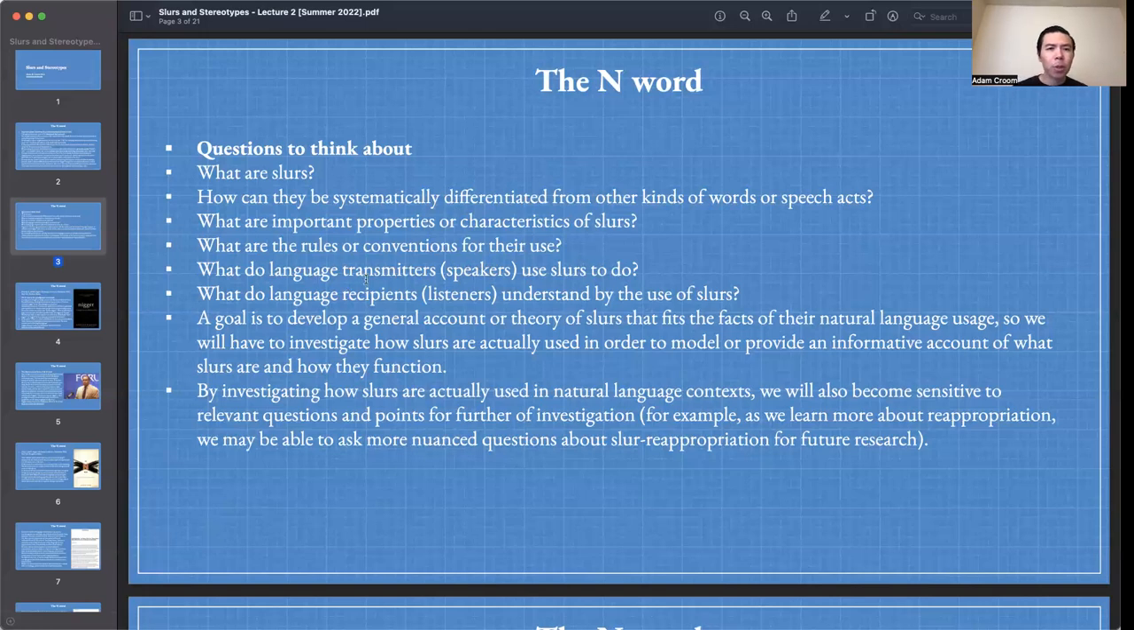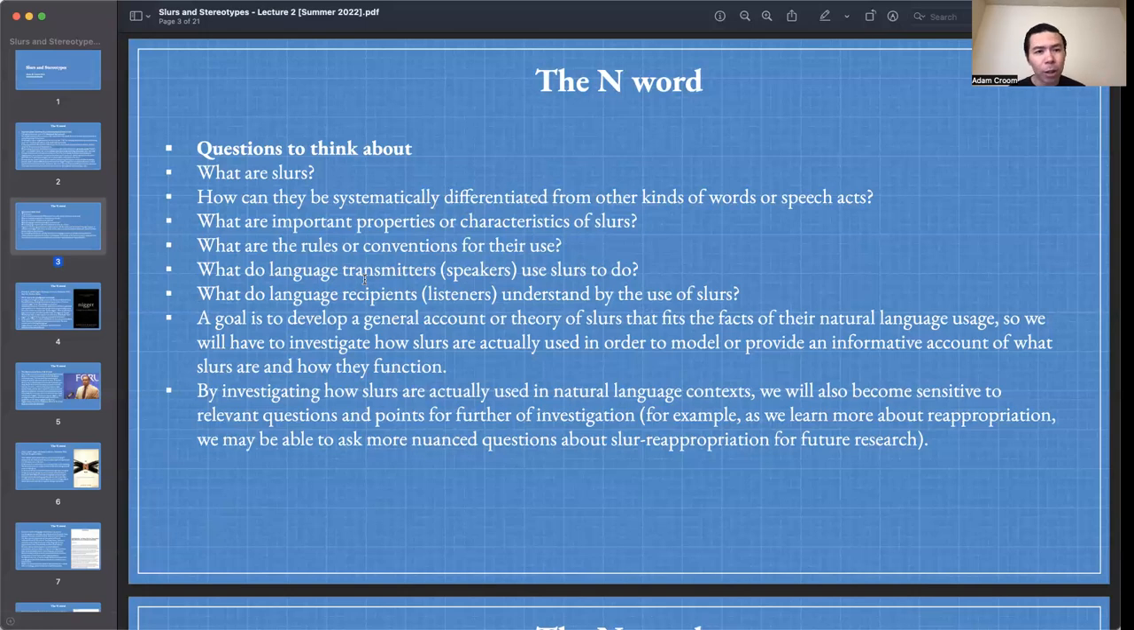Okay. So what do language transmitters use slurs to do? When someone uses a slur, why are they using that slur? Why would someone ever use the N word as opposed to another word? That question can be asked for an outgroup member, like why do outgroup members use slurs to target African Americans? Another question is, why do in-group members use slurs to target African Americans?